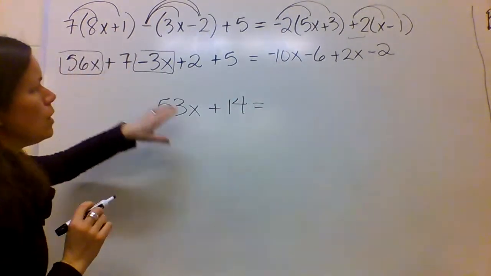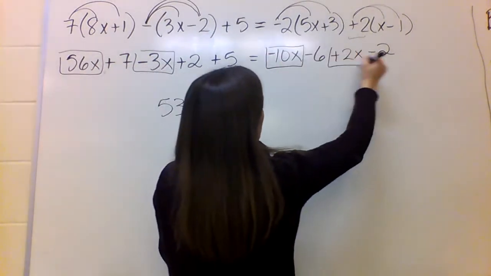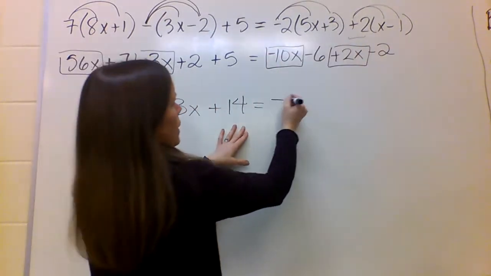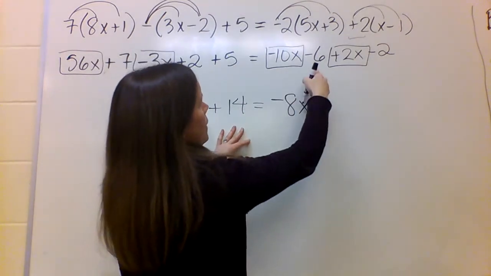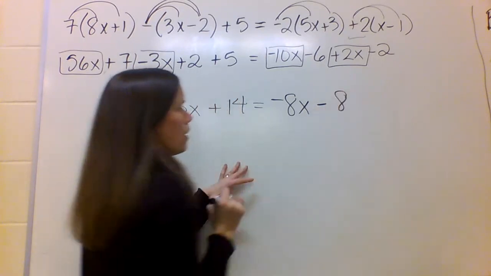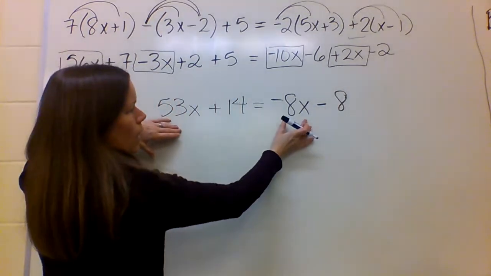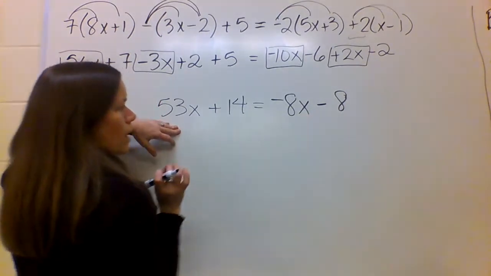All right? So now let's see, let's put the x's together on this side. I have negative 10x and positive 2x. That's going to be negative 8x. And negative 6 and negative 2 go together to make minus 8. All right, so I've combined like terms. Now I have an x term on both sides. I have a plain old number on both sides.